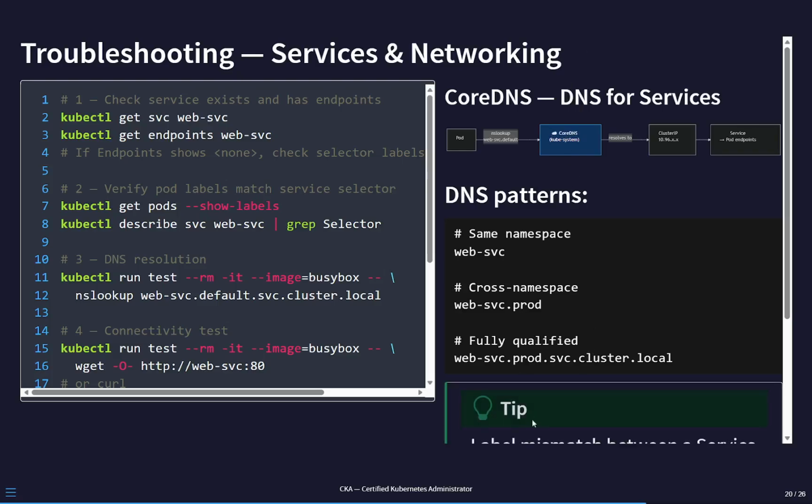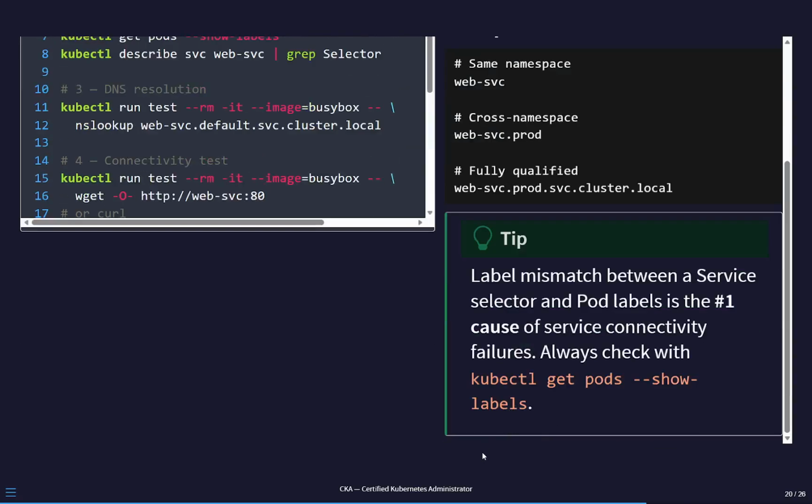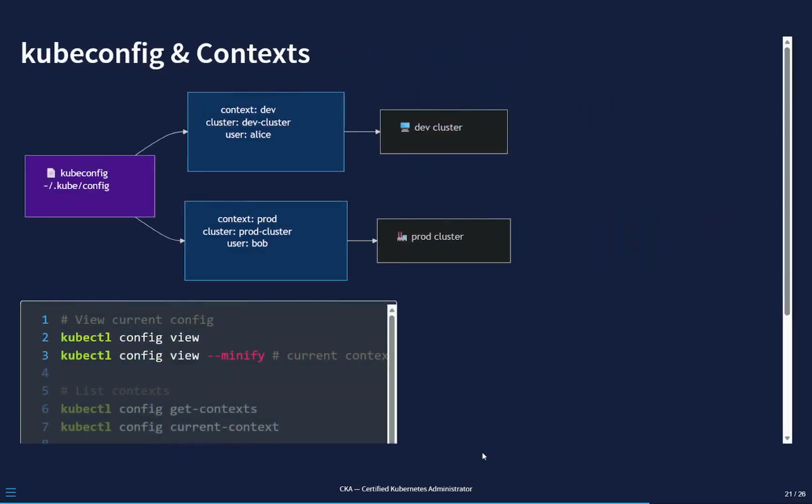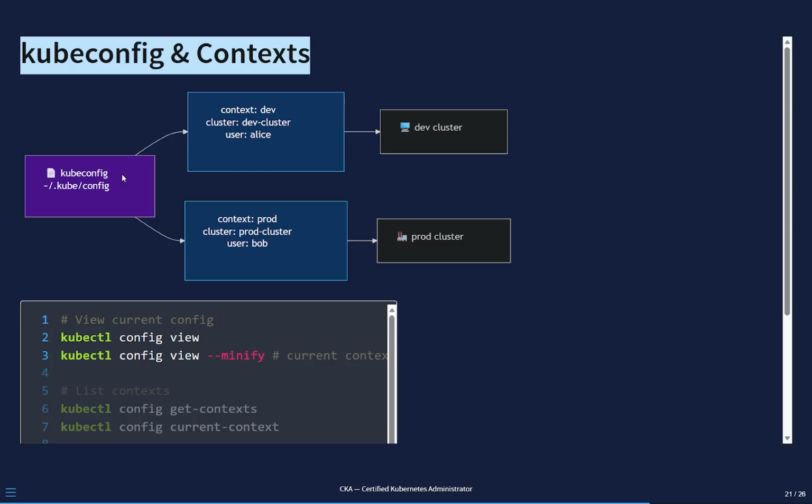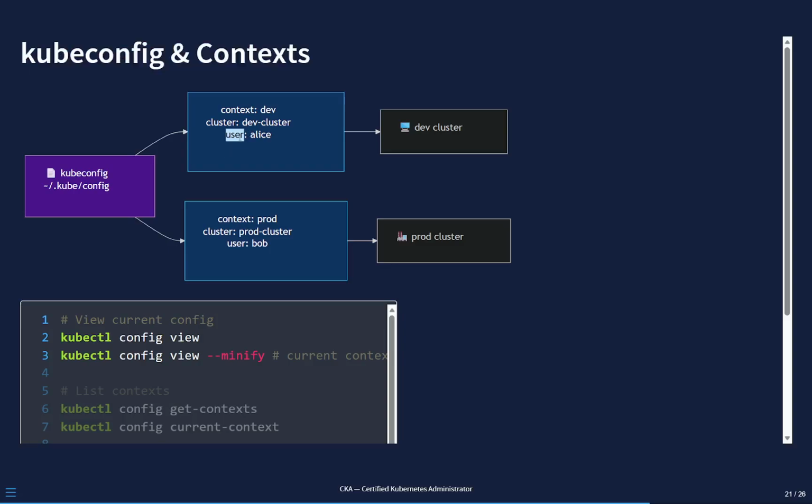Next, the kubeconfig file at ~/.kube/config is how kubectl knows which cluster to talk to and as which user. It stores three types of objects: clusters, users, and contexts. A context ties together a cluster, a user, and optionally a default namespace. When you run kubectl get pods, it uses the current context to know which API server to connect to and which credentials to use.